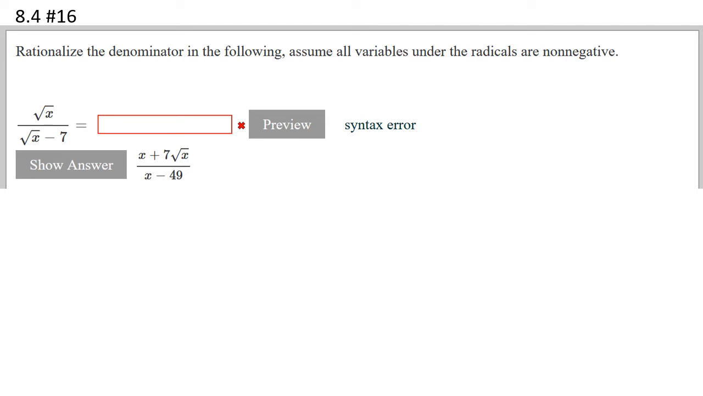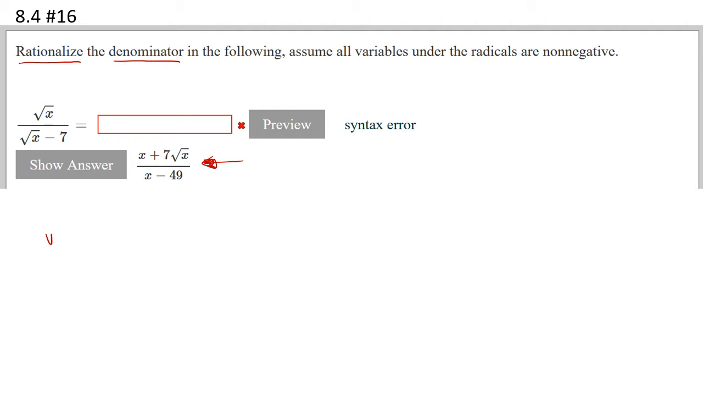All right, let's start. This is 8.4, number 16. We're trying to rationalize the denominator. That's the whole point here. So let's go with it. This is the answer already. This is what the answer XYZ homework says is the answer.